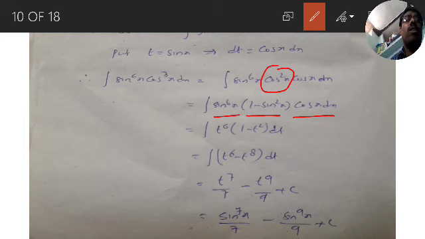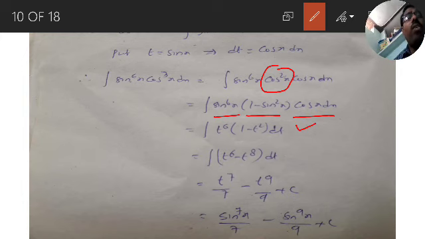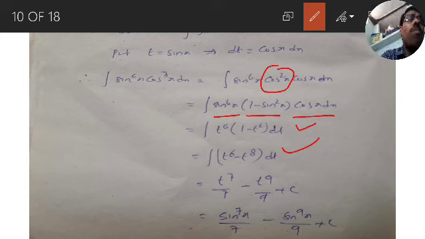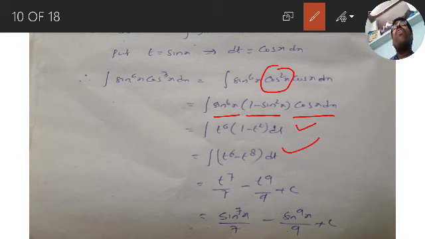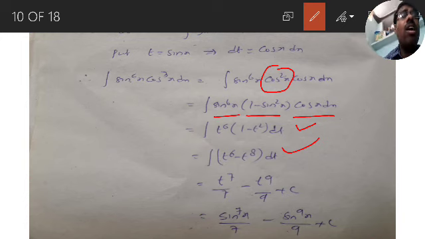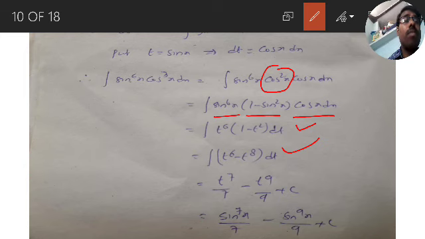Now substitute. Integration t power of 6 into 1 minus t square into dt. 1 into t power of 6 is t power of 6, minus t power of 6 into t square is t power of 8. So integration of t power of 6 minus t power of 8 into dt. Integration of x to the power of n is x to the power of n plus 1 by n plus 1. So t power of 6 integrates to t power of 7 by 7, minus t power of 8 integrates to t power of 9 by 9, plus c, where t is equal to sin x. That is sin power 7x by 7 minus sin power 9x by 9 plus c.